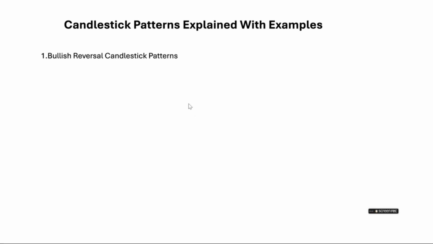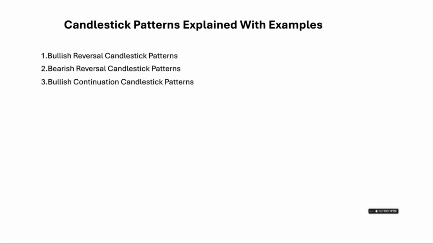The first one is bullish reversal candlestick patterns. The second one is bearish reversal candlestick patterns. The third one would be bullish continuation candlestick patterns. Fourth would be bearish continuation candlestick patterns. And the final one is indecision candlestick patterns.